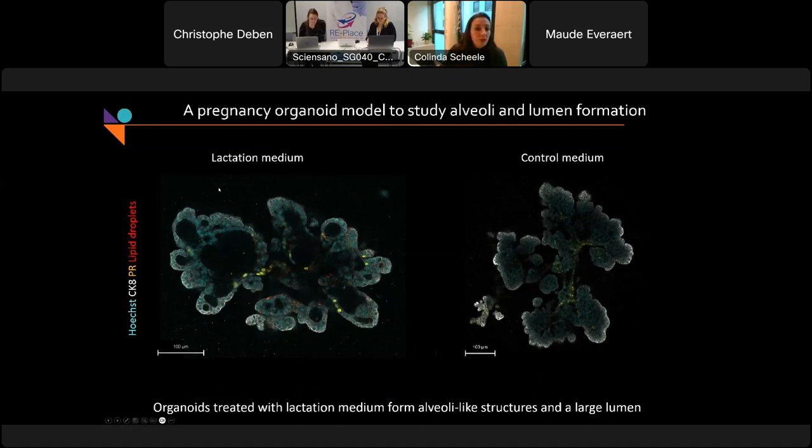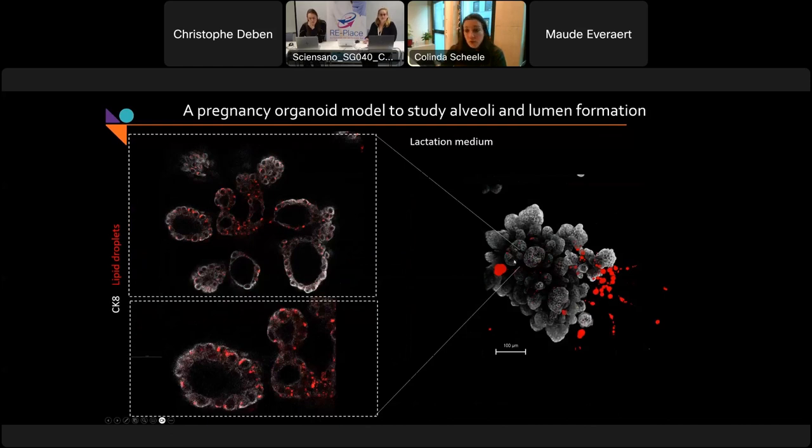Some more images just to show you here again, in red, the production of the lipid droplets when we stimulate with a lactation medium, compared to a control where this does not happen. And also we can see that these lipid droplets, when they are made by the cells, they also secrete them into the surrounding. So they really produce very, very small quantities of milk, although we don't know whether all the components are already present.